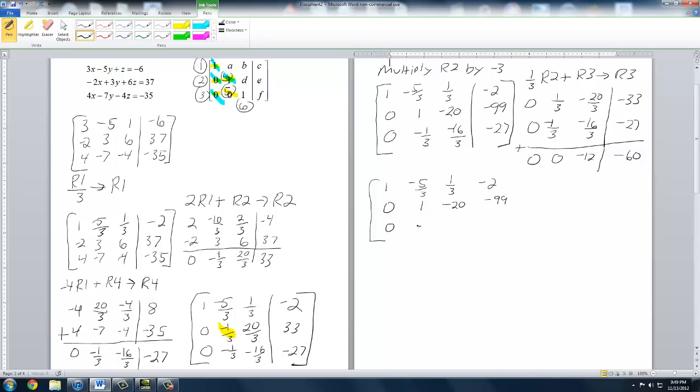0, negative 1/3. Oops, that's not right. We're using this one now: 0, negative 12, negative 60. Put my line in, if I can draw a line with this. Okay, and that knocks out this guy. So all we have left is just to make this here a 1, and then we are at least done with this part of it.